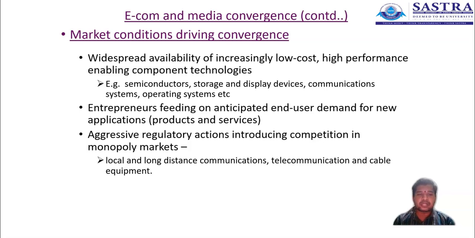Okay, we are having two types of markets. So, we are going to see that in the third unit. So, local and long distance communications and telecommunications and cable equipment are needed to transfer our data from one end to the other end.